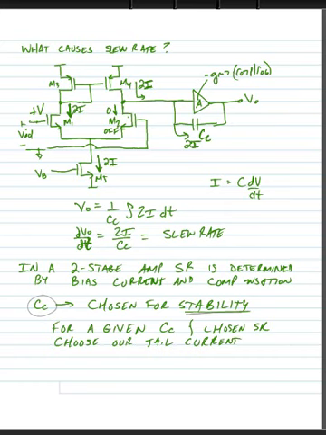So again, we'll look at stability in the next lecture. This is what's going to dictate how we choose this value of CC. But if we know what the value of CC is and we know what the value of slew rate we desire, we know what our tail current is. So we'll stop there.